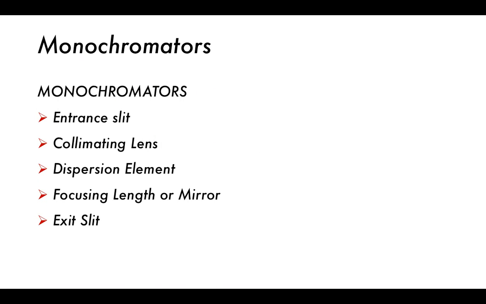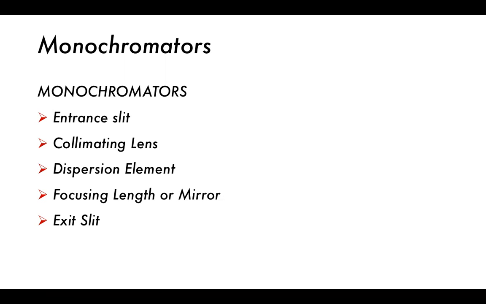They have an entrance slit, they have a collimating lens, which is going to parallelize all of the light onto either the prism or the reflection grating. Then they're going to have the dispersion element, which is the reflection grating or the prism itself. So this is where we're going to see, in the case of the reflection grating, diffraction happening, which will enable the light of different wavelengths to be separated from each other.